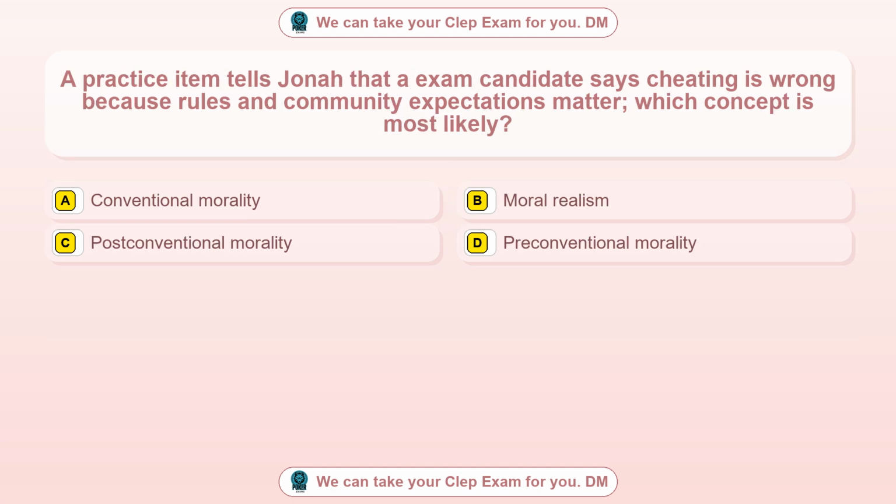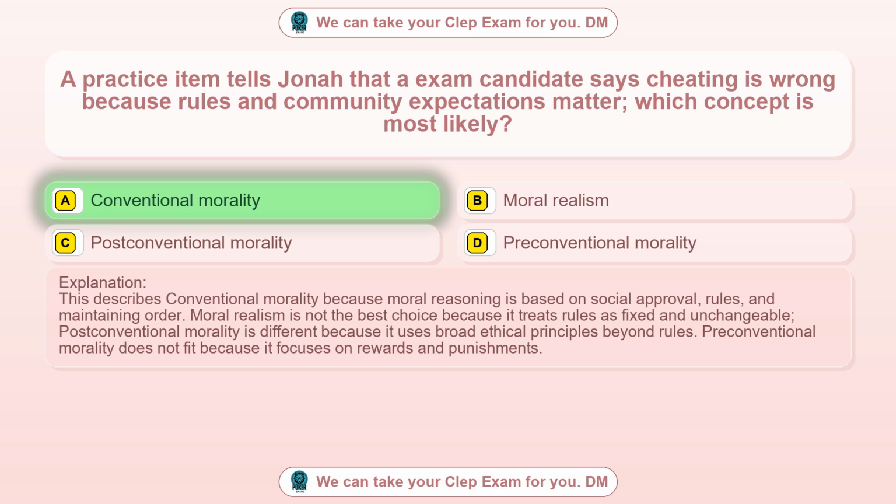Question 21. A practice item tells Jonah that an exam candidate says cheating is wrong because rules and community expectations matter. Which concept is most likely? Option A, conventional morality. Option B, moral realism. Option C, post-conventional morality. Option D, pre-conventional morality. The correct answer is option A, conventional morality.